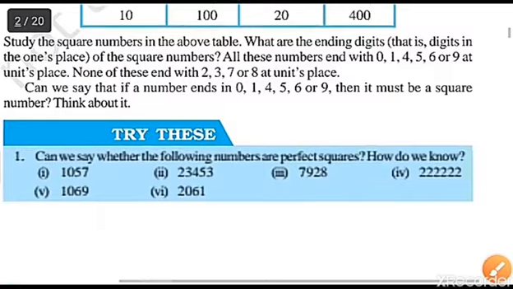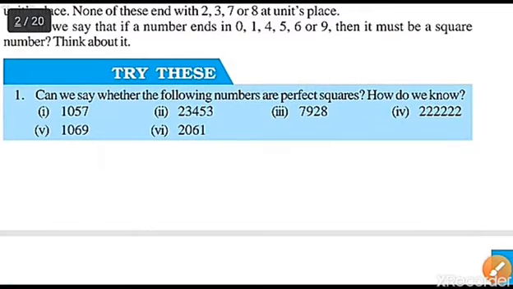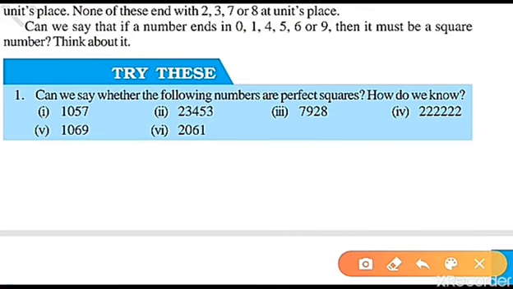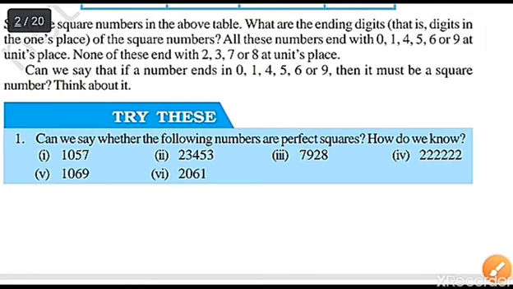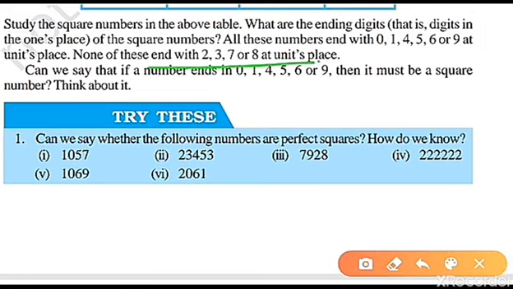Try this: can we say whether the following numbers are perfect squares, and how do we know? The first number is 1057. We see 7 is among the digits that cannot end a perfect square, so this number is not a perfect square.